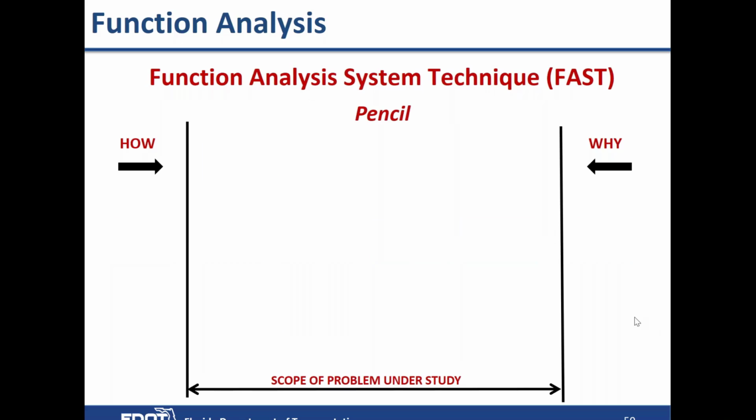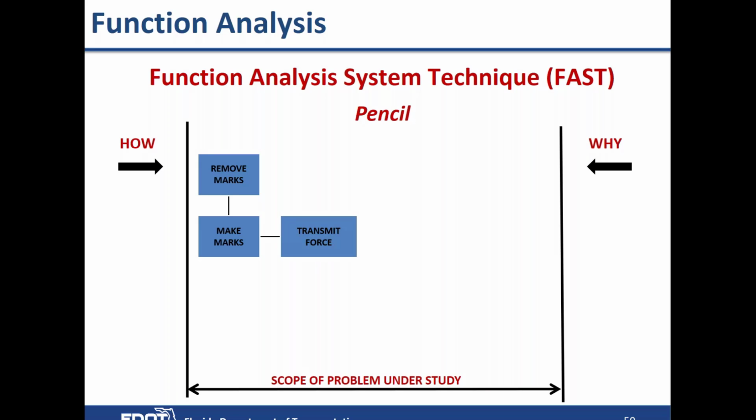So for example, in the pencil situation, make marks was the basic function. We also had remove marks. So you can have functions, if they're in a vertical sense, they're same time functions. But as you move left to right, you say, how do you make marks? Well, you transmit a force. If you move right to left, why do you transmit force to make marks?